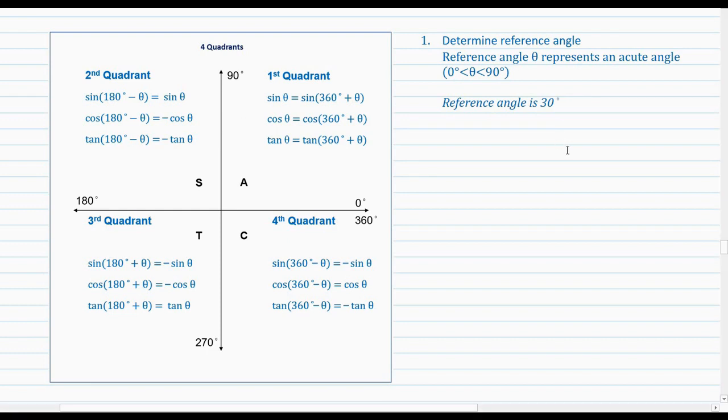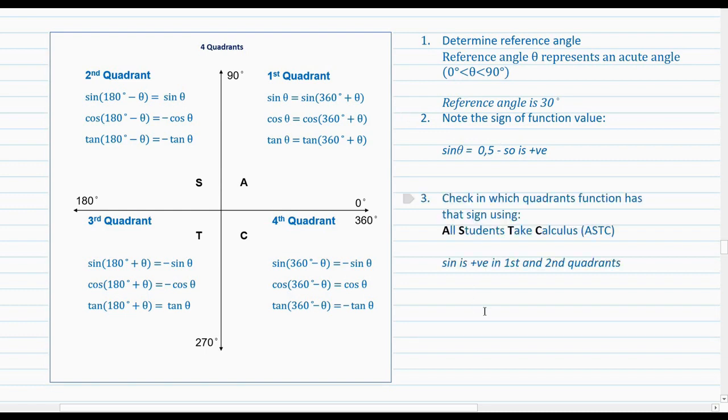Then the second step is notice the sign of the function value. So in this question, it said sine theta is equal to 0.5. When I say function value, I just mean whatever value comes on the right that is equal to the function. So in this case, it's 0.5, meaning it's a positive value. Cool. So we have our reference angle and we know that the function has a positive value. Then we go to the third step, which is check in which quadrants the function has that sign, meaning in which quadrants does the function have a positive value.